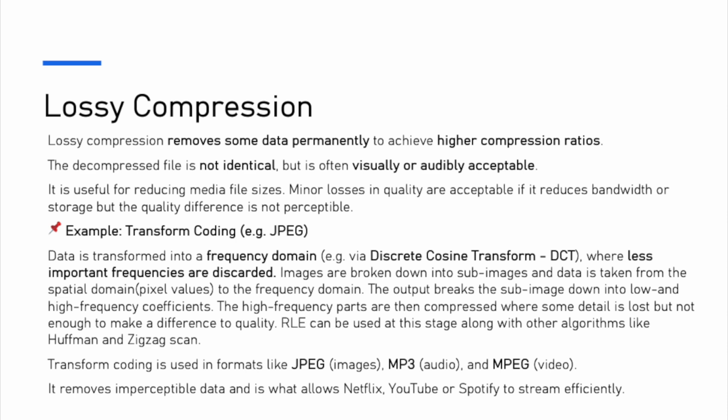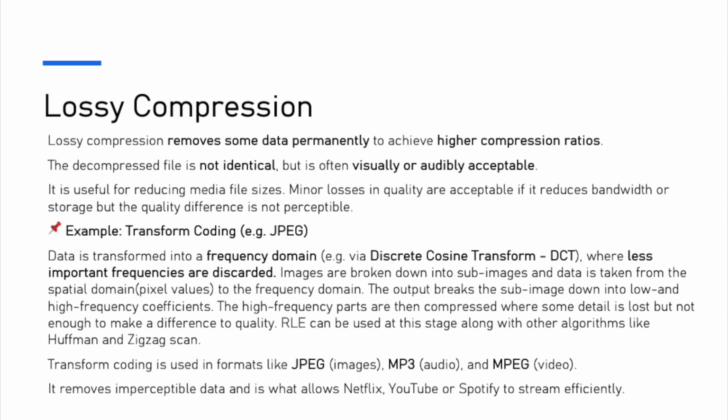Okay, let's move on to the second type of compression, lossy compression. This removes some data permanently to achieve high compression ratios. The decompressed file is not identical to the original, but is often visually or audibly acceptable. So it's very useful for reducing media files where minor losses in quality are acceptable, especially if it reduces bandwidth or storage, but the quality difference is not perceptible to us. An example of this is transform coding.